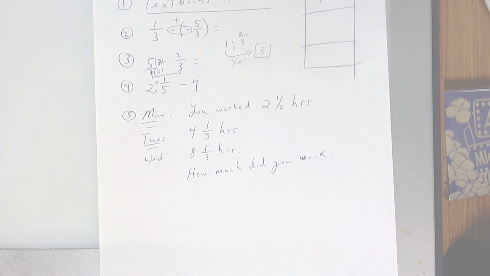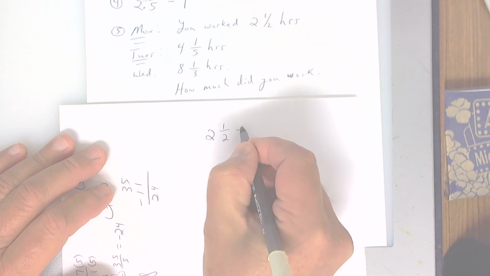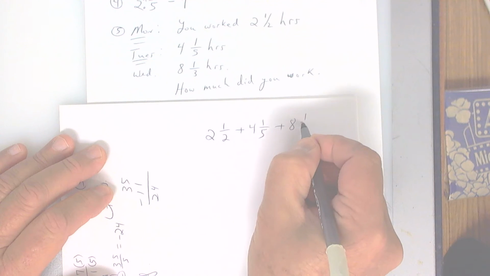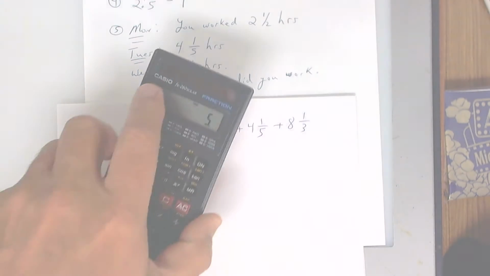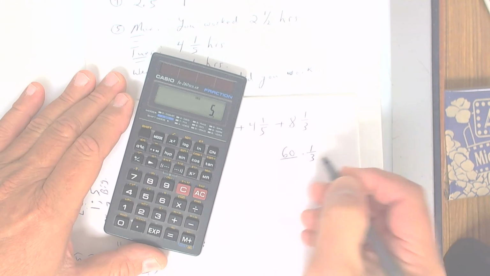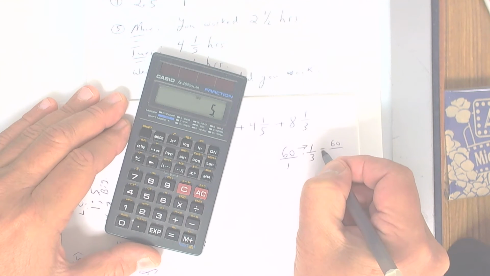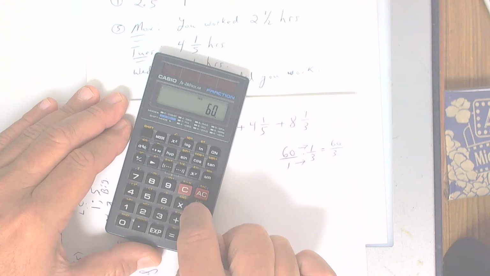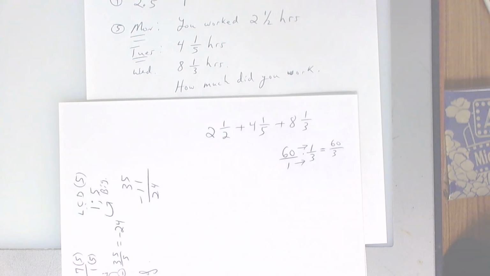This one right here, Monday you worked 2 1/2 hours. Tuesday you worked 4 1/5 hours, and then Wednesday you worked 8 1/3 hours. Now you might be saying, what is 1/3 of an hour? Well, you would take 60 minutes times 1/3. So basically you would divide 60 by 3, which is 20 minutes. So you worked 8 hours and 20 minutes.